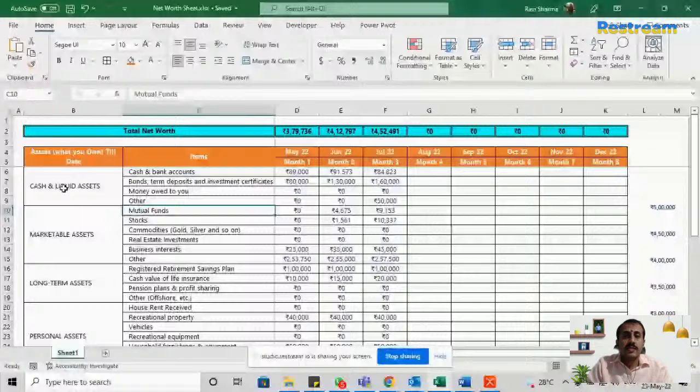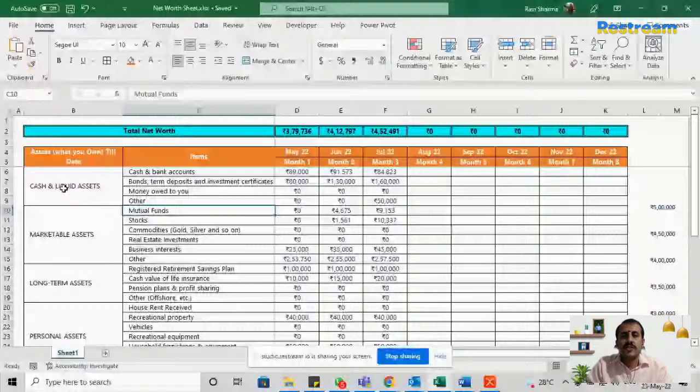So this is the way we can find our net worth. And once we find our net worth, we can find the trend, how it is moving. From the trend we will also be able to find out if the trend is coming down. If it is coming down, we will be able to find out where the problem is. So have a habit of tracking this sheet.